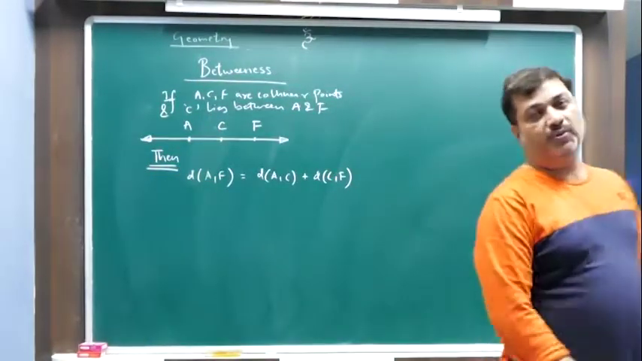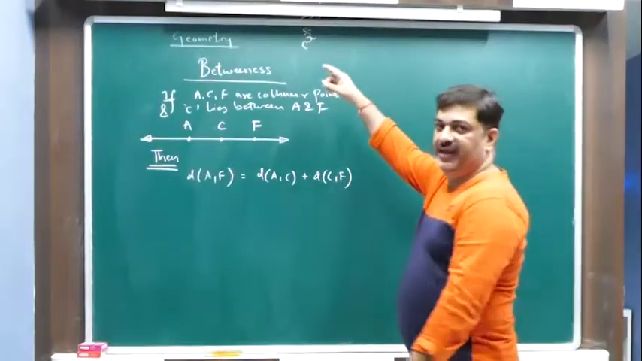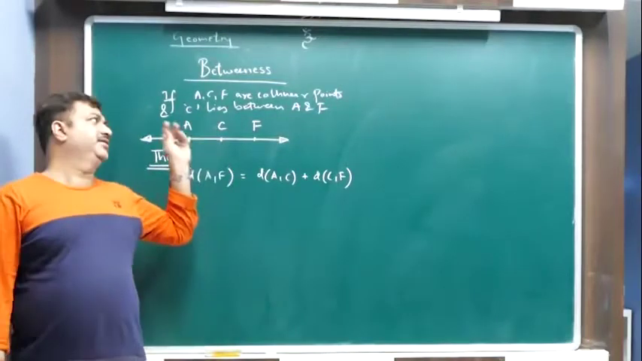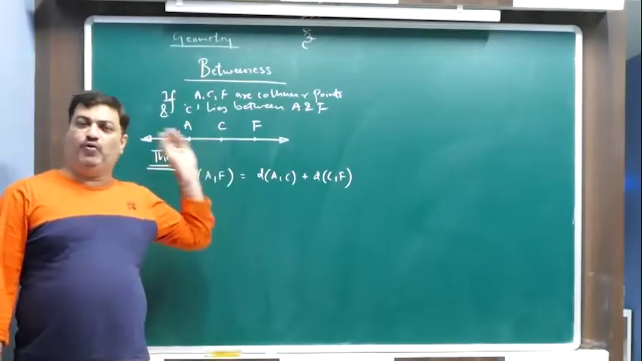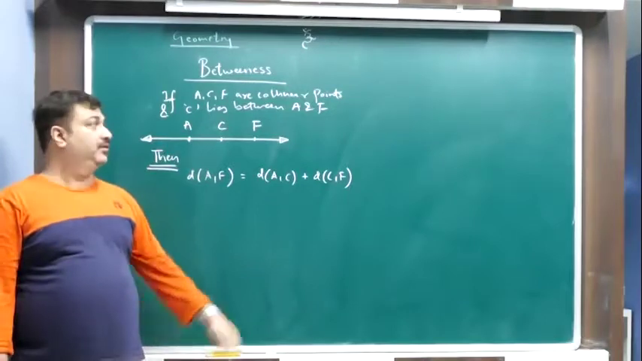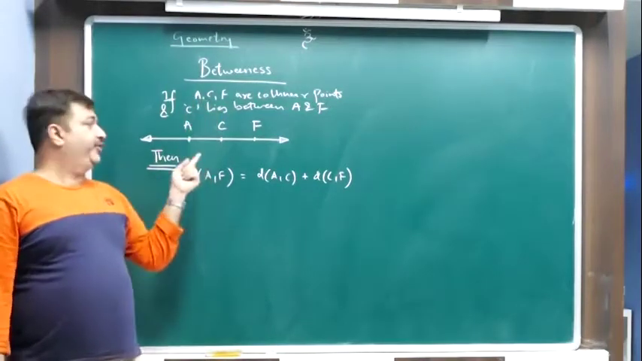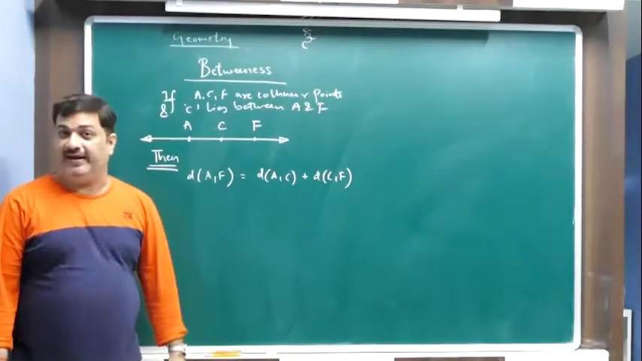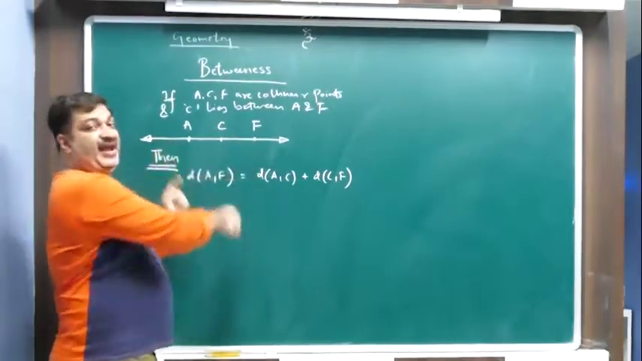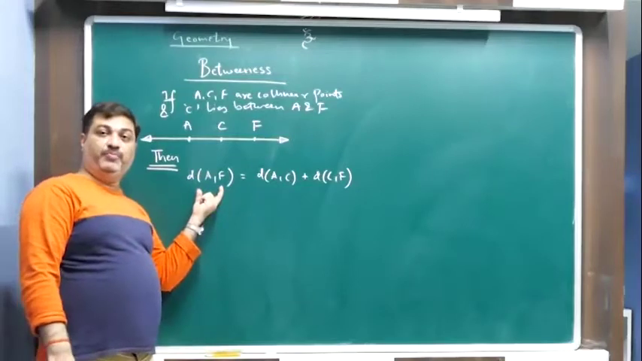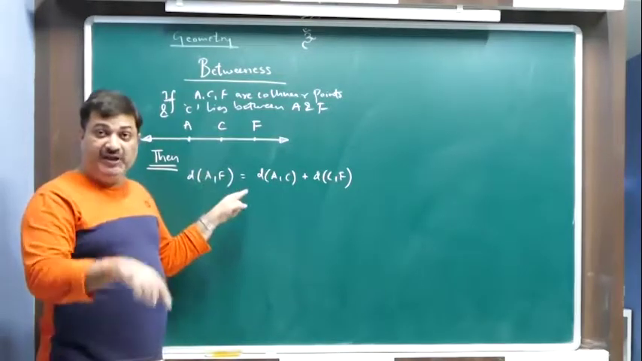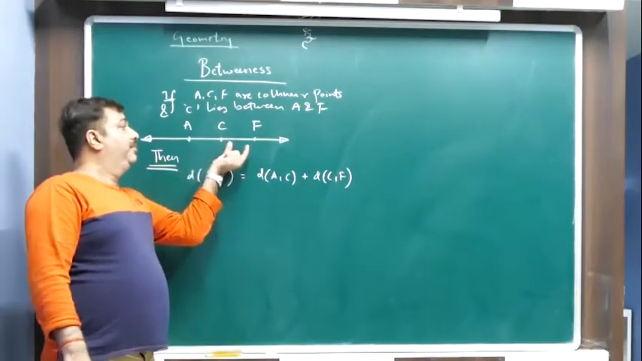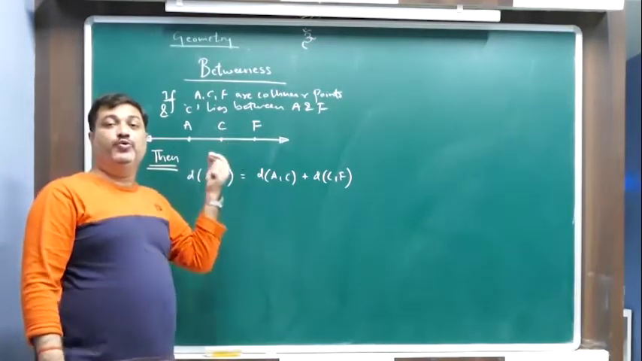So what is the betweenness property? If A, C, F, or any 3 points of your choice, here I have taken A, C, F, are collinear points and C lies between A and F, then the distance between point A and F will always be equal to the distance between A and C plus the distance between C and F.